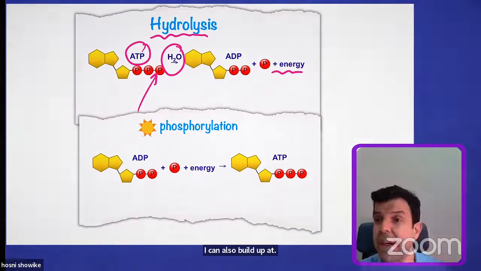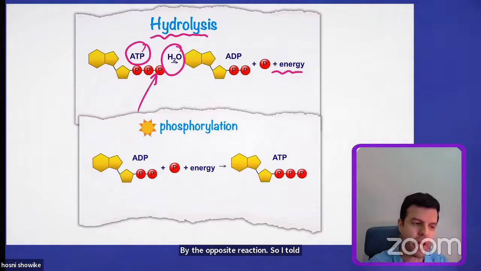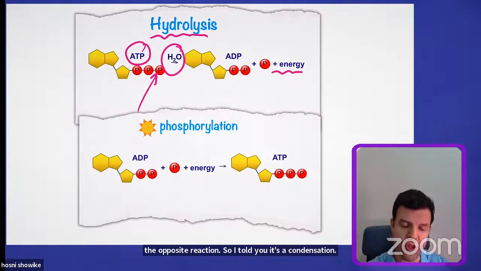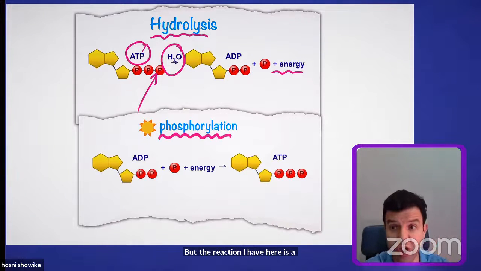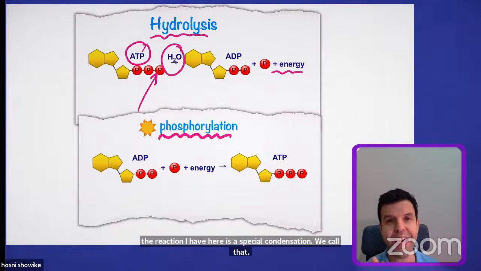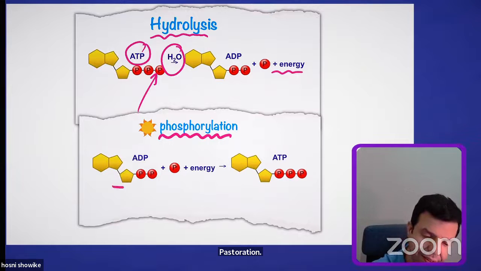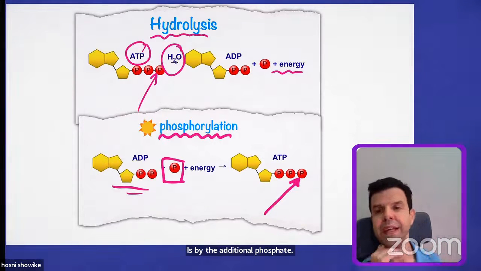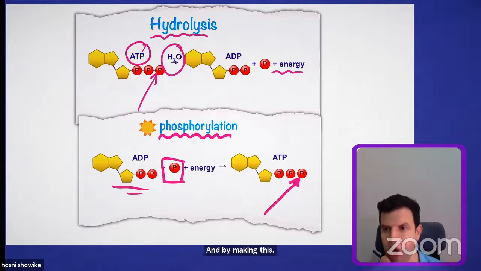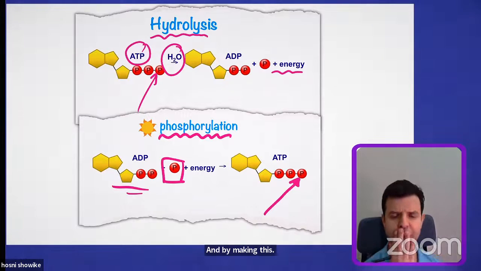I can also build up ATP by the opposite reaction. So I told you it's a condensation reaction, but the reaction I have here is a special condensation reaction. We call that phosphorylation. To phosphorylate ADP, this is by the addition of phosphate, and by making this bond, the last bond, the one that is rich with energy.